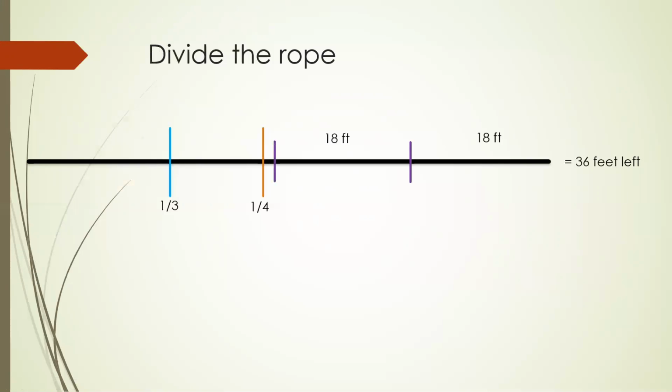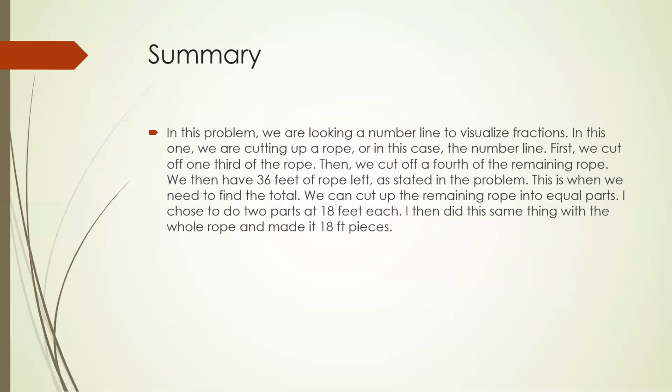So to do that, break it up into 4 pieces, and they're all equal to 18 feet. So we multiply 4 times 18, and we get the length of the whole rope is 72 feet.